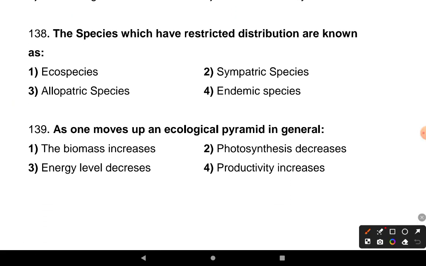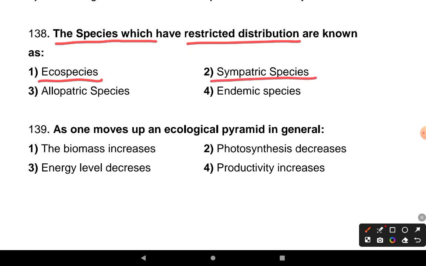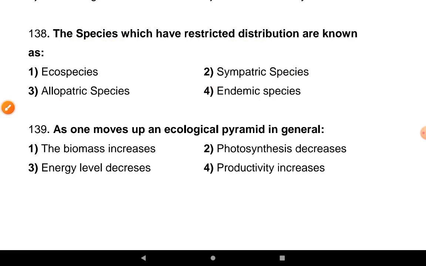Our next question is, the species which have restricted distribution are known as ecospecies, sympatric species, allopatric species, endemic species. The correct answer is option 4. Species which have restricted distribution are known as endemic species.